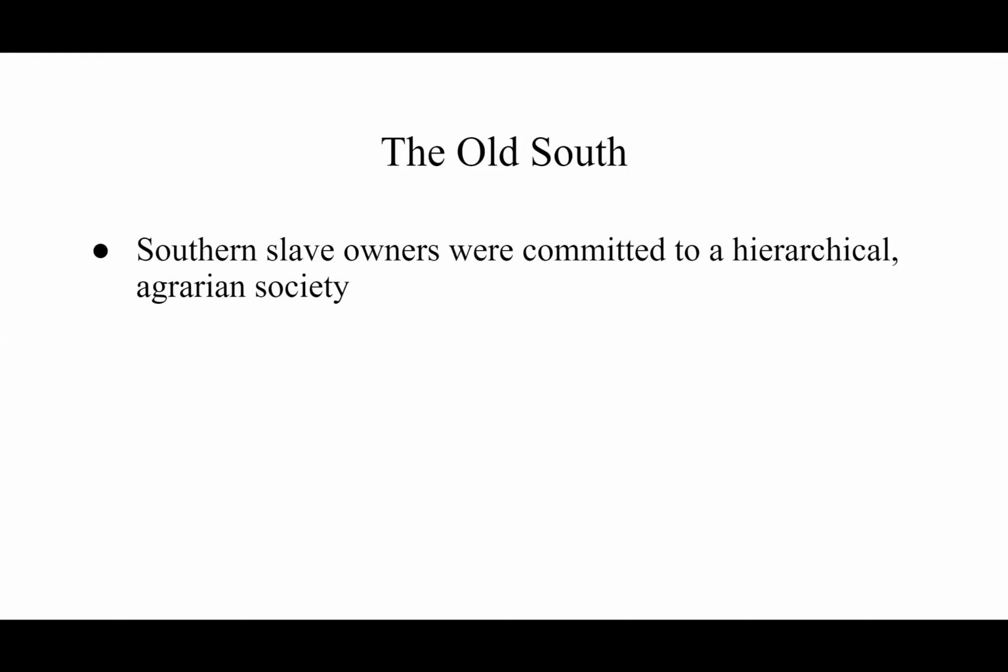So Southern slave owners are committed to a hierarchy, meaning that the very wealthy plantation owners are at the top of the social pyramid, and then slaves are at the bottom of the social pyramid. And they're also committed to an agrarian society, or a society that's based on farming and agriculture.